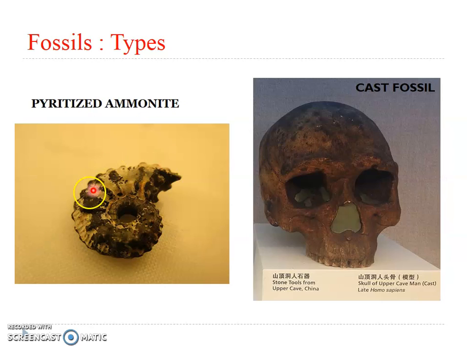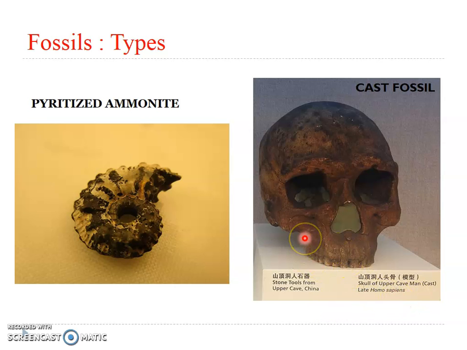Then you can see the pyritized ammonite. What is pyritization? It is actually petrification wherein iron pyrites replace the different parts of the body. Okay, so that is the pyritized ammonite. Ammonite means this is a group of organisms. Okay, so this is the cast fossil. Okay, you can see upper, the Homo sapiens, the late Homo sapiens.